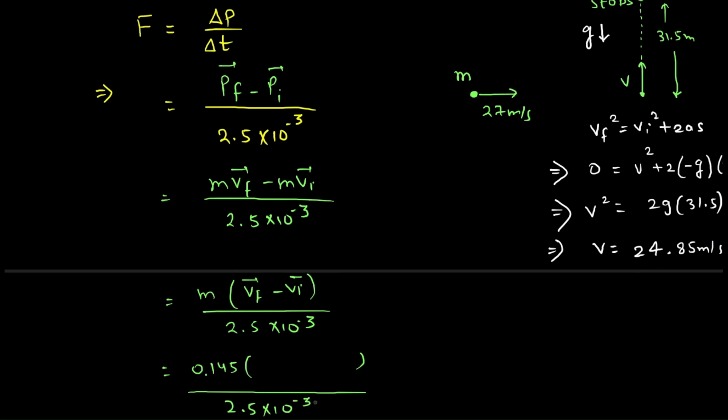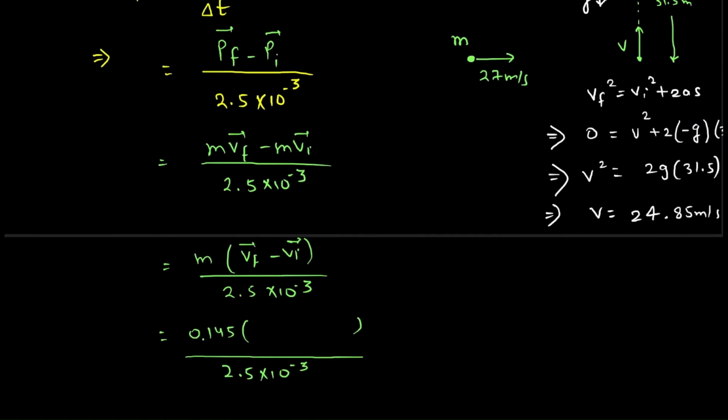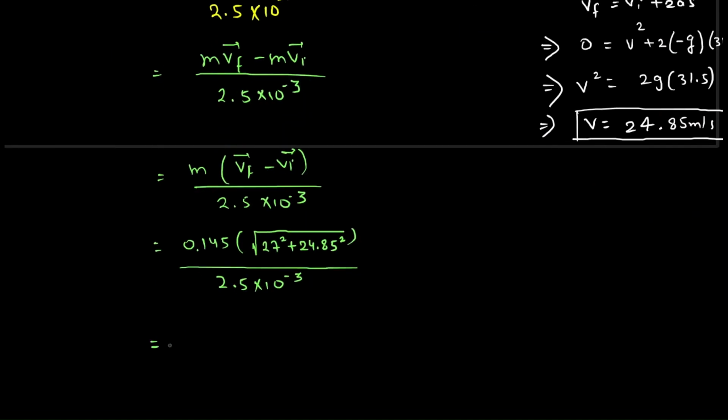Now the question is, how can you subtract these two vectors? Remember, these are vectors, these are not scalars. So you have to subtract a vector which is going right up with a vector which is going towards the right. Pythagoras. Exactly. Go ahead, please give me the difference. So it's square root of 27 squared plus 24.8 squared. 36.6.